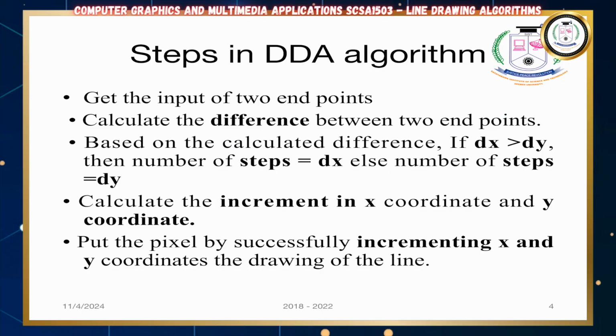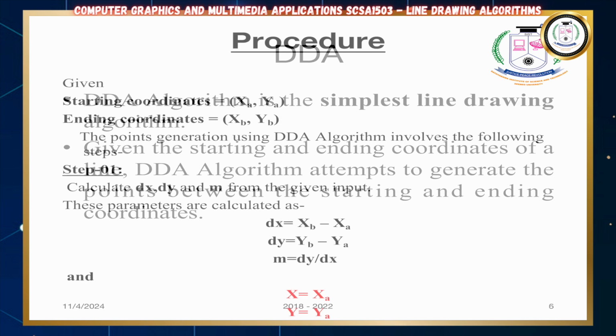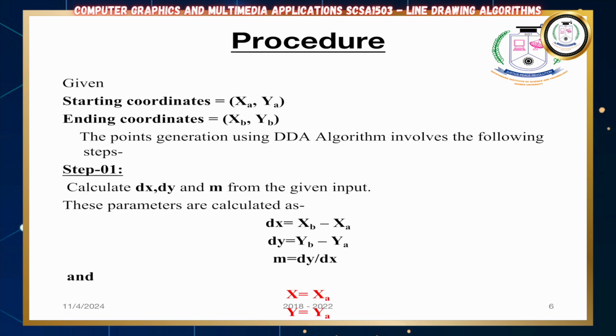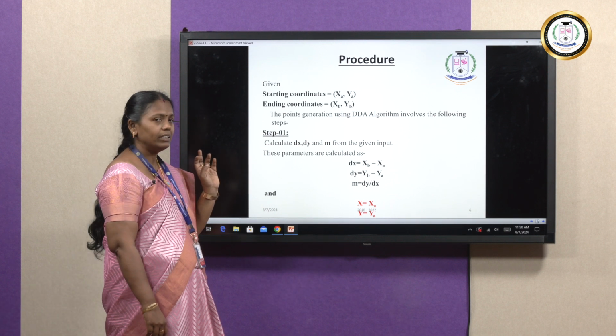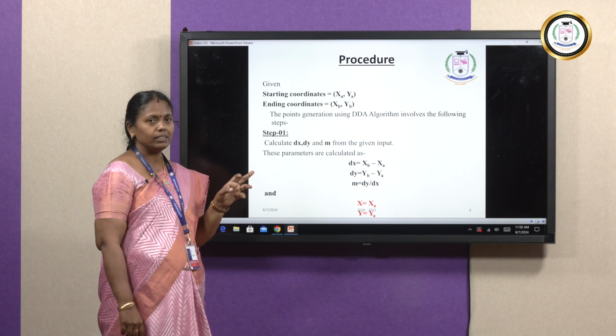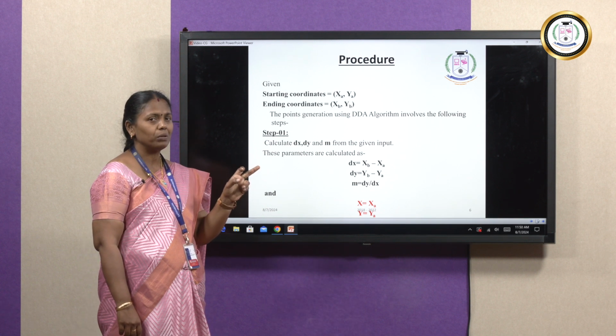Each and every step we have to calculate for each x and y coordinate. This is the simplest line drawing algorithm. The starting coordinate xa, ya is given and the ending point xb, yb is given, as I told you. These are the two inputs we get from the user. So this is step 1. In step 1, we calculate dx, which is xb minus xa, the differential value of the x coordinate. Similarly for y, dy is yb minus ya.